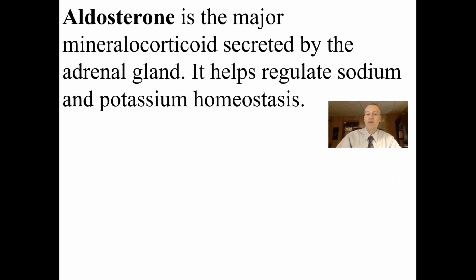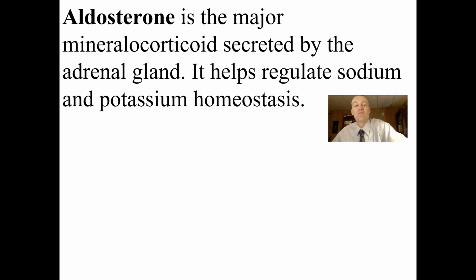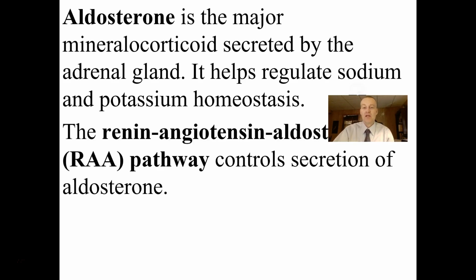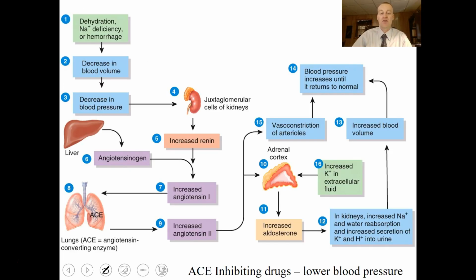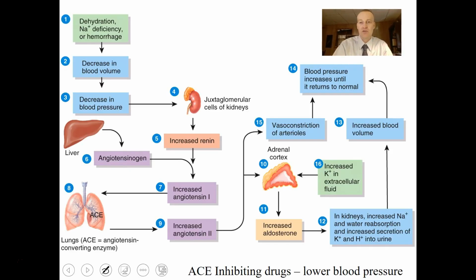Aldosterone is going to be the major mineralocorticoid that I'll talk about, and it's secreted by that first layer of the adrenal gland. It helps to regulate sodium and potassium homeostasis. There is a system called the renin-angiotensin-aldosterone pathway that helps to control the secretion of aldosterone. I'll just talk about a little part of this pathway in just a second, and then talk about the second part of it in another time period.